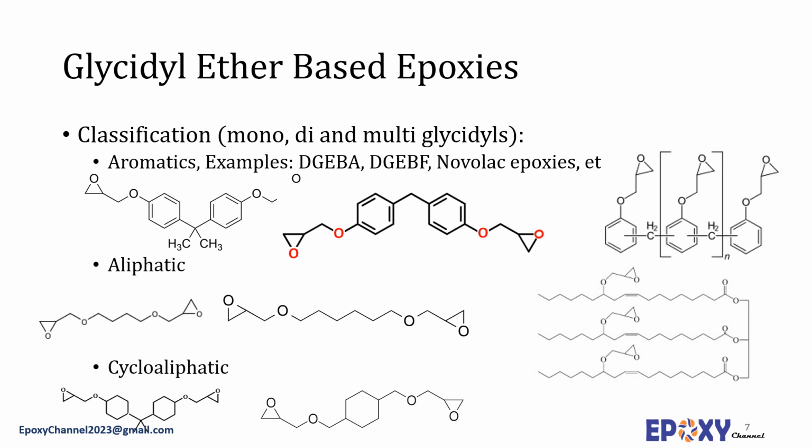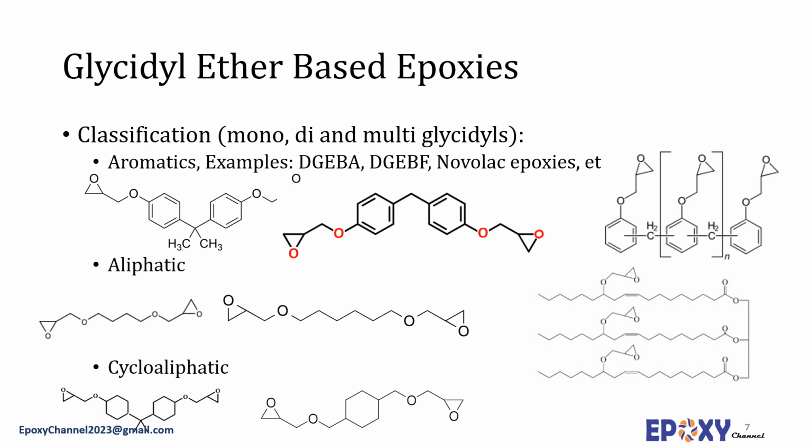There is also a possibility of the presence of more epoxide groups in the molecular structure, which results in epoxies with more active epoxy sites, consequently resulting in higher cross-linking density and improved mechanical properties of the cured product. Therefore, we have mono, di, and multi-glycidyl components. In the diglycidyl ether of bisphenol A epoxy resin, for example, the D letter indicates that there are two glycidyl groups involved.